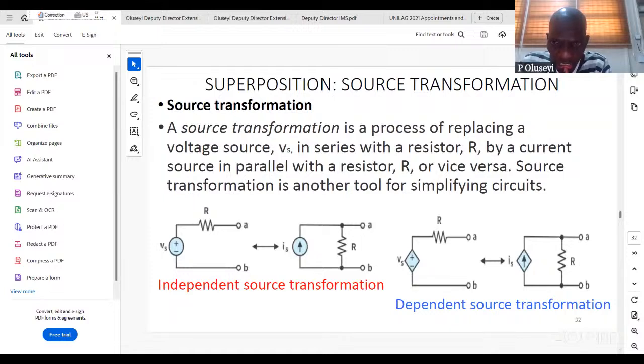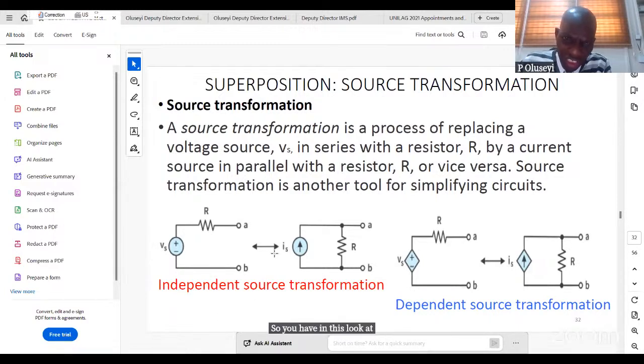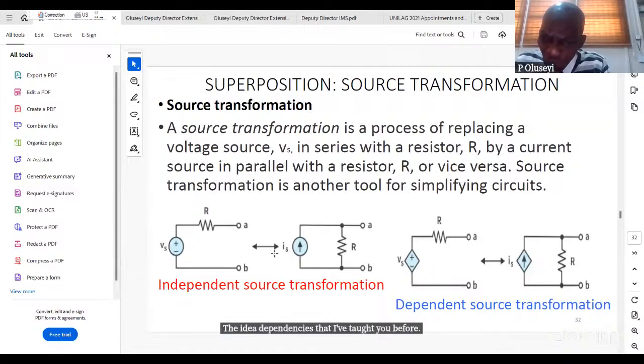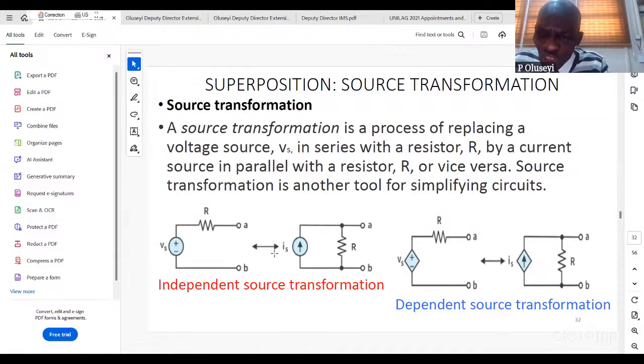So you can see, this is what I've done with you earlier on. Look at the first set, they are the independent sources that I've taught you before. And the dependent source, remember I told you for dependent source, you have diamond symbols. When I was teaching you about dependent and independent source, I said your dependent source, you know it by having diamond symbols. So that's exactly what you have on that.